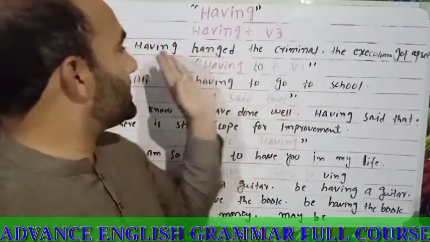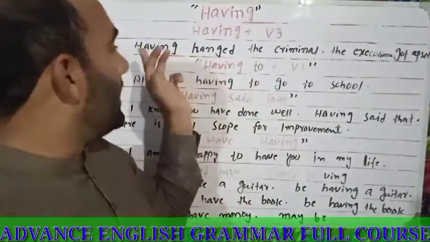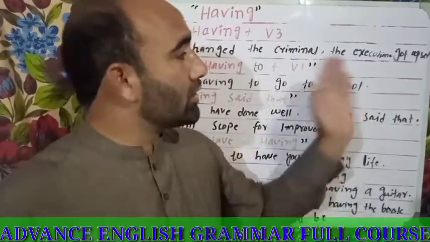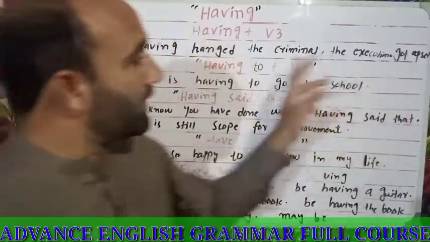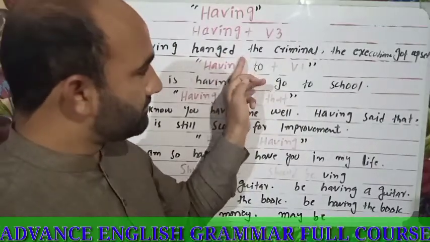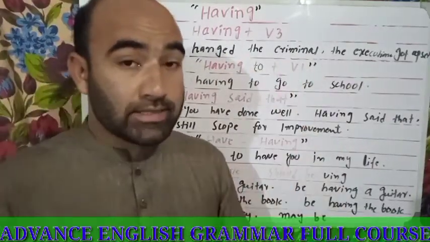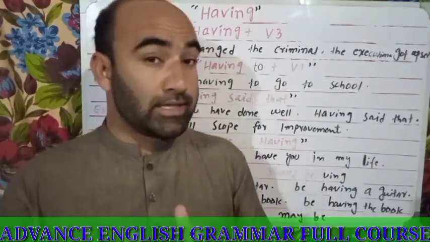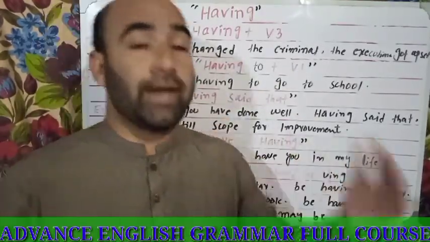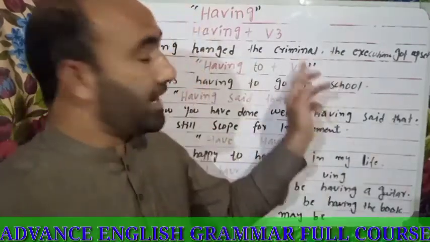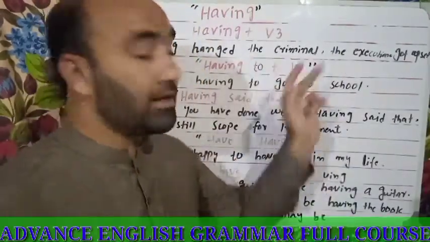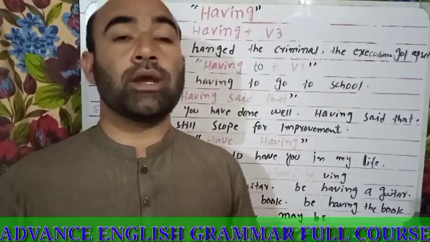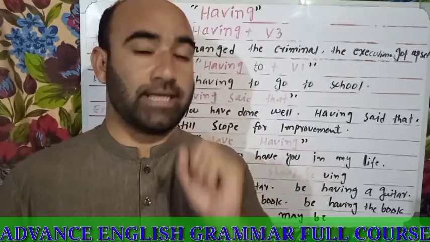But here, as I said before, having hanged the criminal, the executioner got upset. Here the two actions have taken place, but one action has taken place before another action in the sentence. The gap, the space must be there between these two actions. Okay, so we use the perfect participle there.